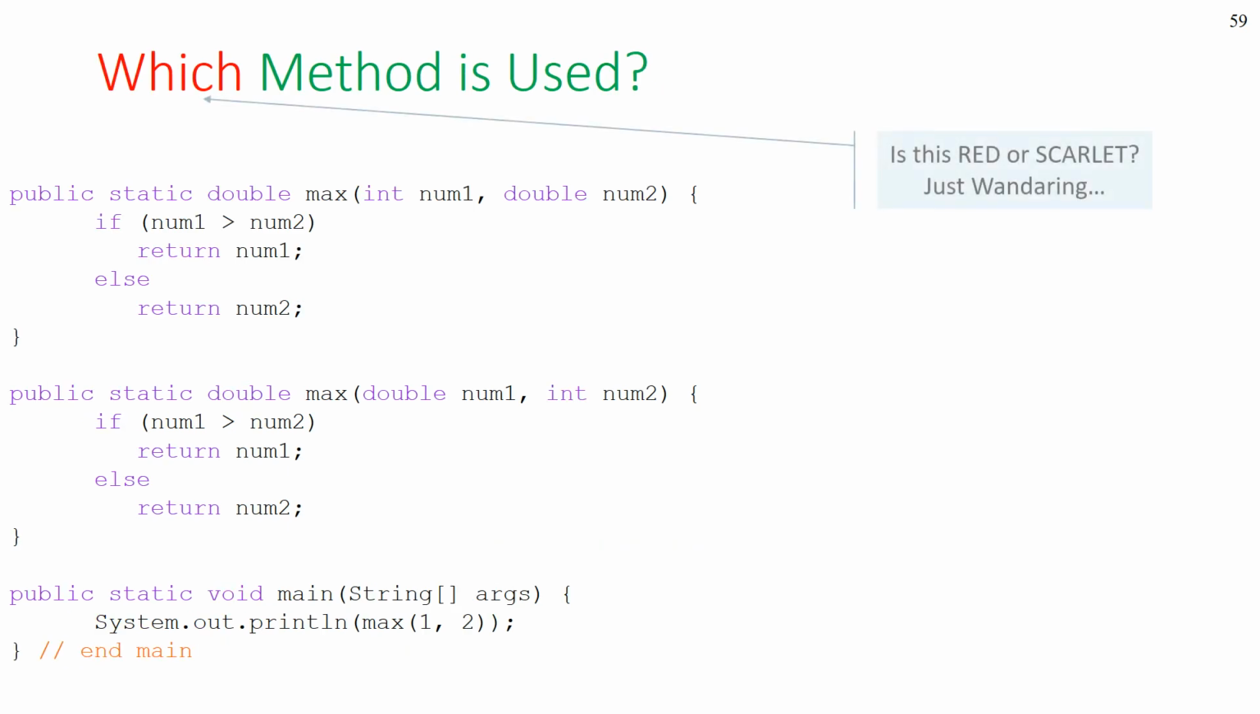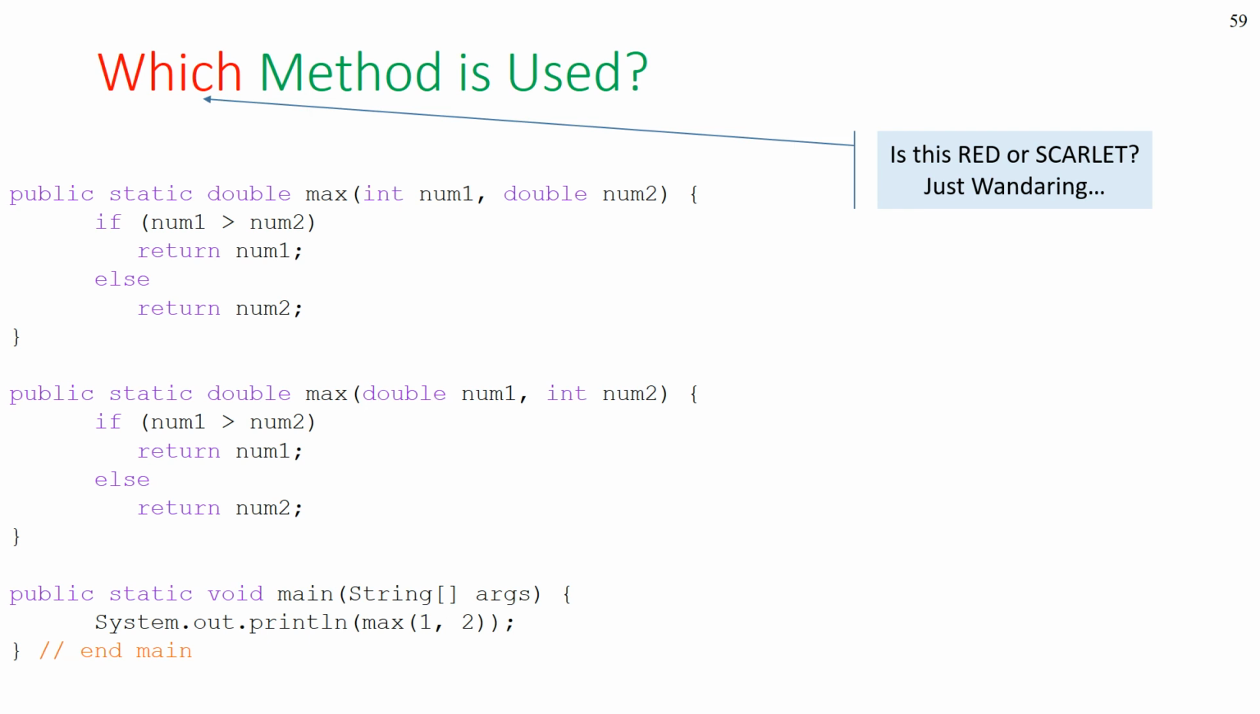Last example. What's happening here? I have method overloading. So that's still what we're talking about in this section of the slides. The name of the method is max. Inside the main at the bottom, I call system.out.println max with arguments 1 and 2, data type int and int.